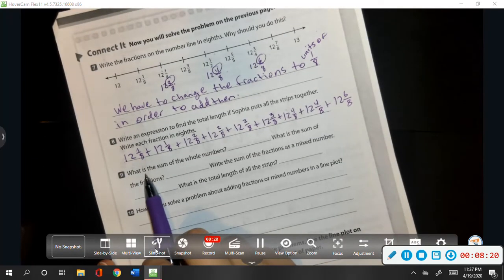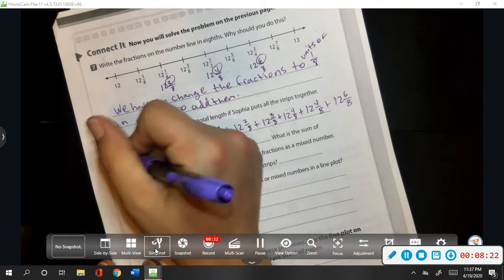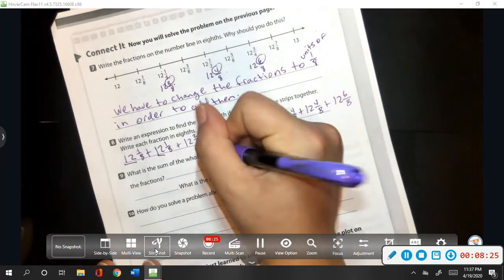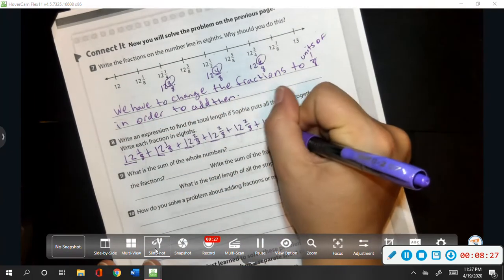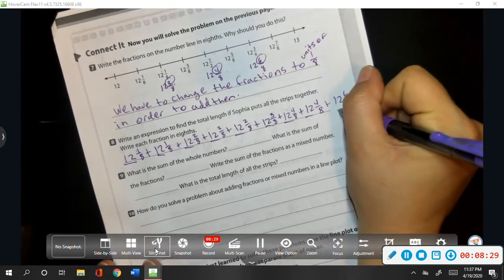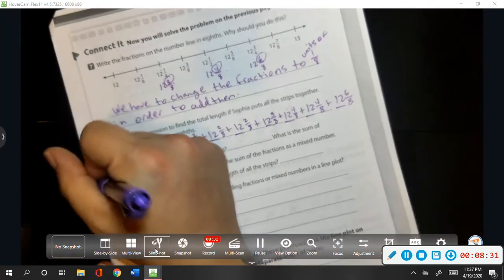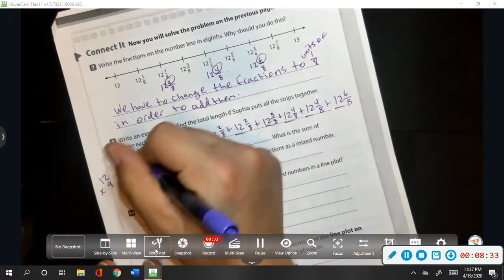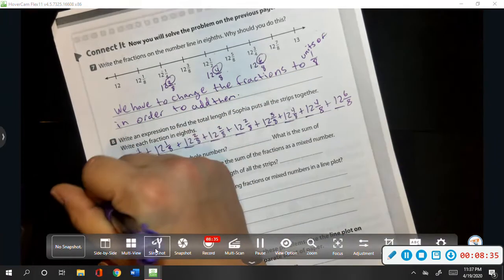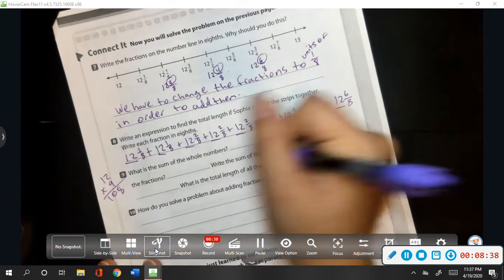Number 9 is asking us, what is the sum of the whole numbers? Well, let's pull our whole numbers out. 1, 2, 3, 4, 5, 6, 7, 8, 9. So we could still do our 12 times 9, or you could use repeated addition to add up all the 12s, and we had decided that that was 108.